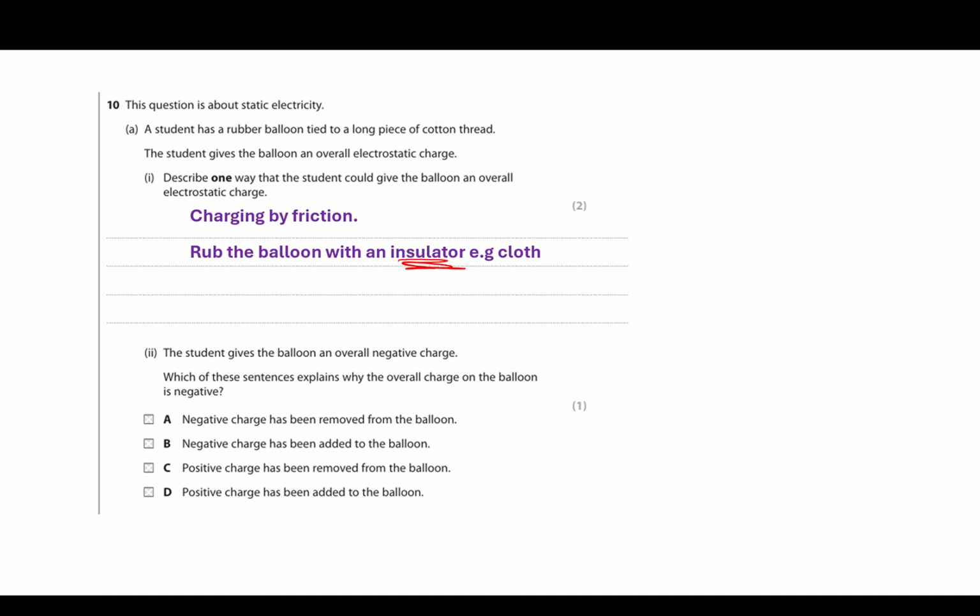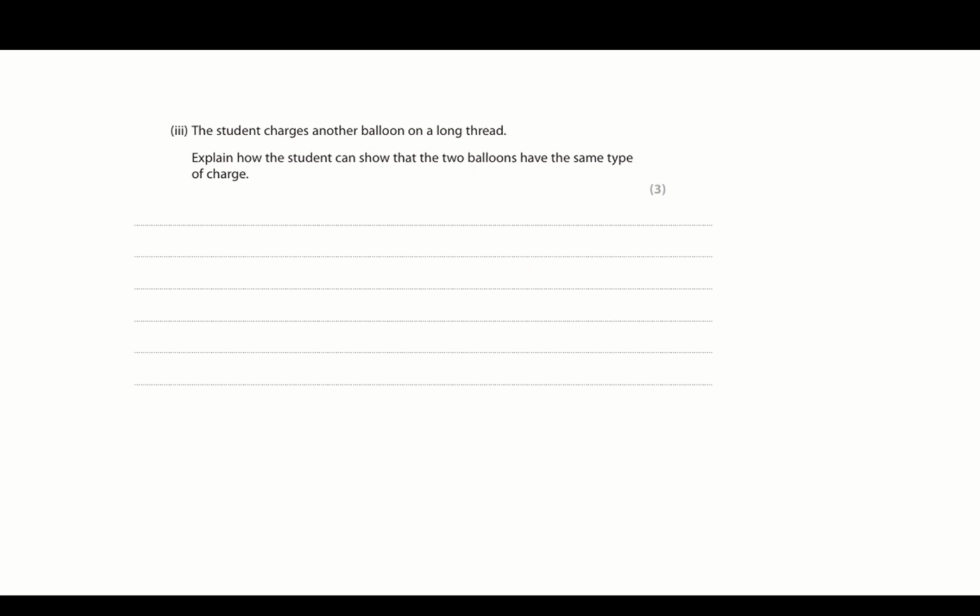Which of these sentences explain overall the balloon has a negative charge? So if we imagine this, there's our balloon, there is our cloth, and why is it negative? I still have some positives, but why has it got a net negative? Well, clearly that has come because electrons have moved from the cloth to the balloon. So negative charge has been added to the balloon. And we've learnt that in solids, we can't move that positive charge. That's the protons inside the nucleus. But we can move these electrons that are miles away from the nucleus.